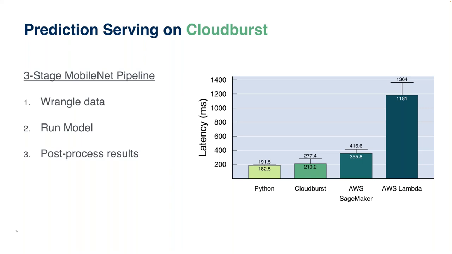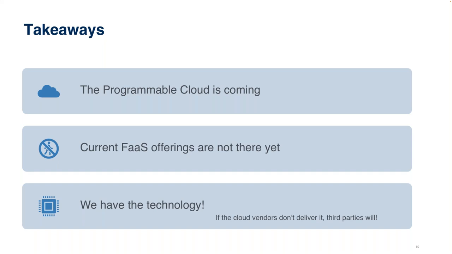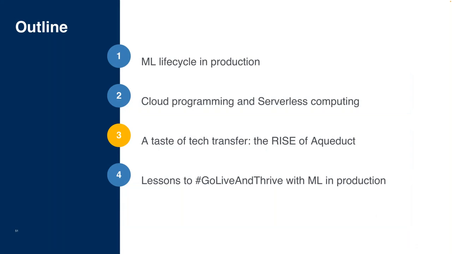SageMaker is, and still Cloudburst is almost twice as fast as SageMaker. So we're really excited about the idea that you can have these stateful serverless functions and use them in the prediction environment. So takeaways on the state of the cloud: the programmable cloud is coming. Current fast offerings are not there yet, but we do have this technology and it'll get out there one way or another.